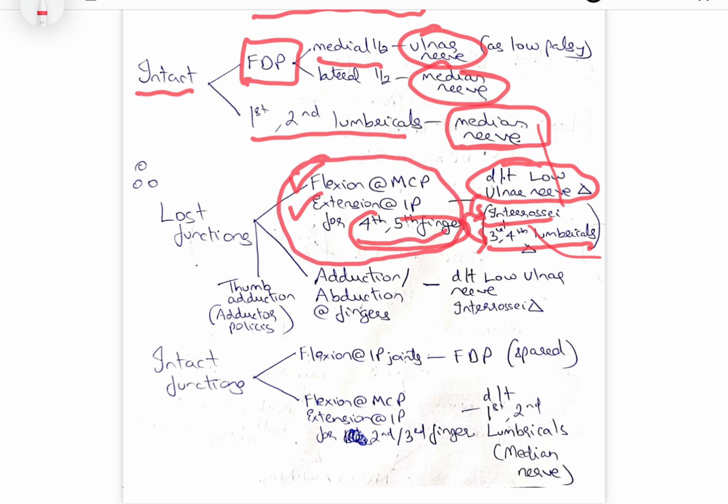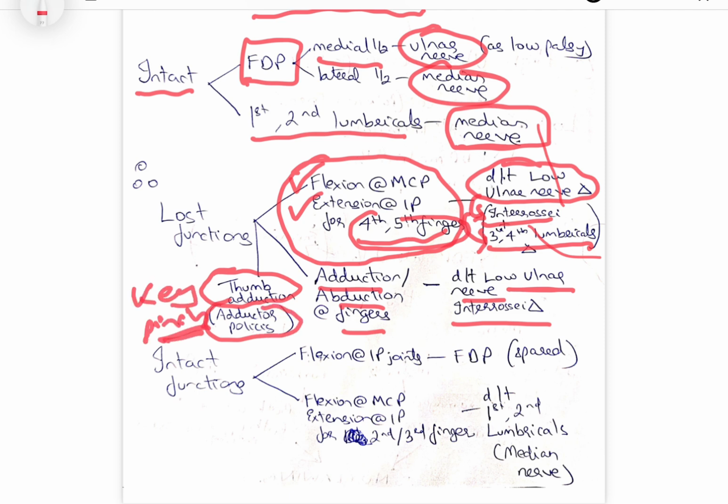Additionally, the adduction and abduction of the fingers is lost due to the loss of ulnar nerve supply to interossei. Additionally, thumb adduction, which was being caused by adductor pollicis, is lost. So the key pinch is affected. Am I making sense? So the flexion at MCP and extension at IP joint for the fourth and fifth finger is lost due to the loss of interossei and third and fourth lumbricals.